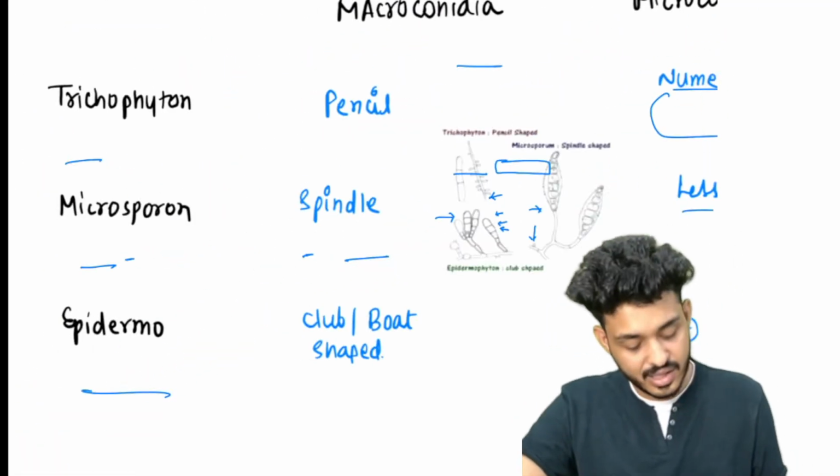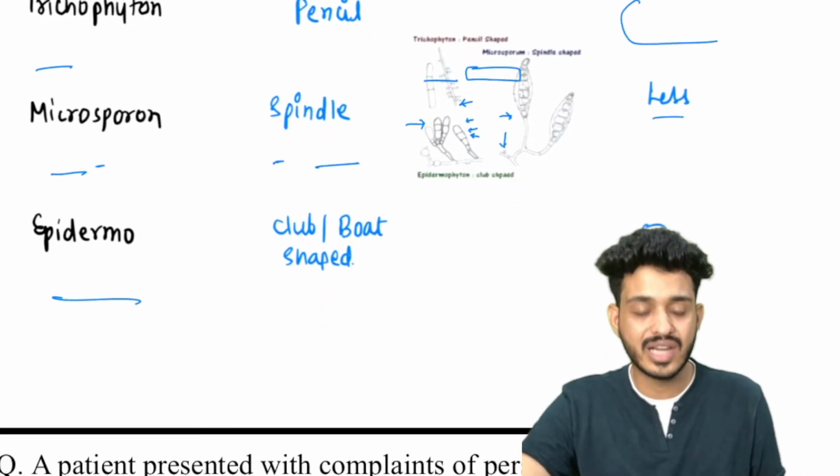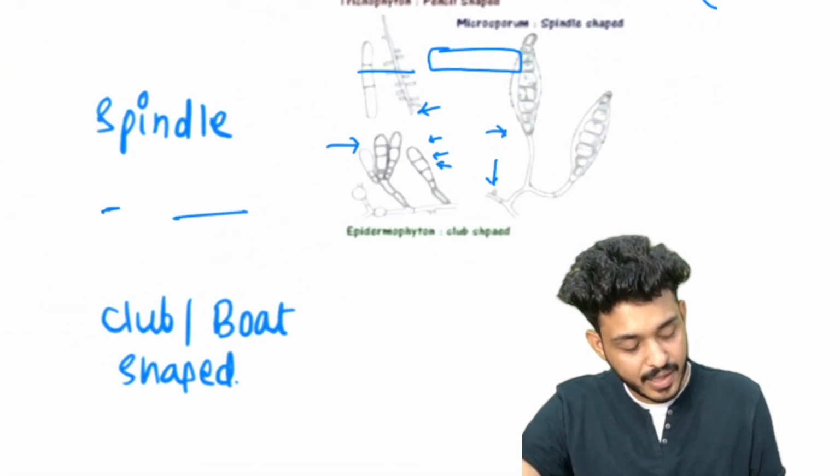Okay, and third we have is Epidermophyton. Epidermophyton will be having what? Club shaped.